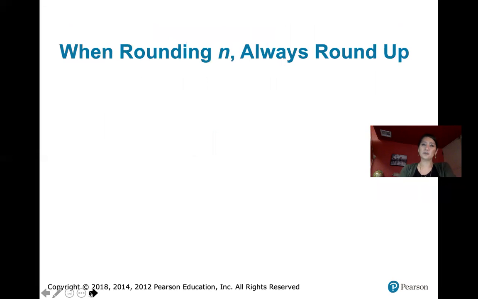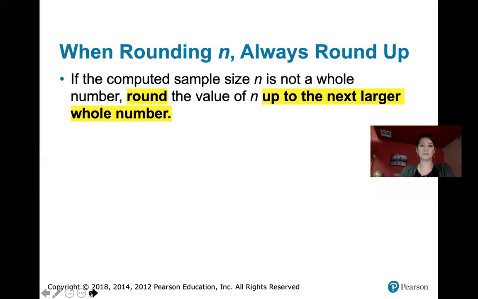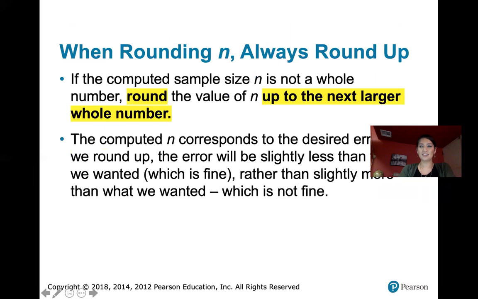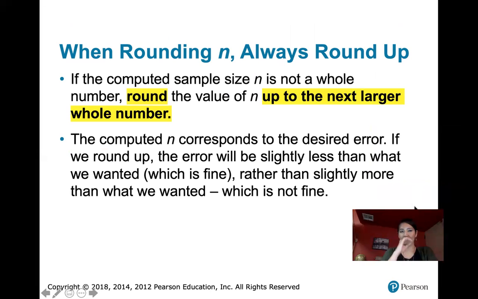Now, whenever you're trying to solve for that sample size n, you always want to round up. If n turns out to not be a whole number, and most of the time it's not, round up to the nearest whole number if there is any fraction remaining. The reason is that the computed n value from that formula corresponds to a desired error. If we round up, we might make the error smaller. It might be slightly less than what we wanted, but it's totally fine for our error to be smaller than what we wanted.